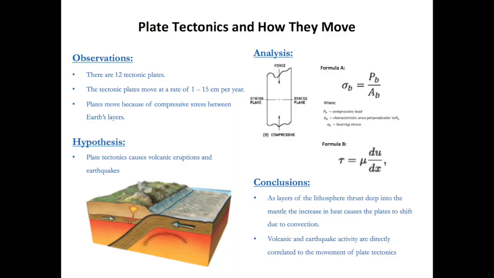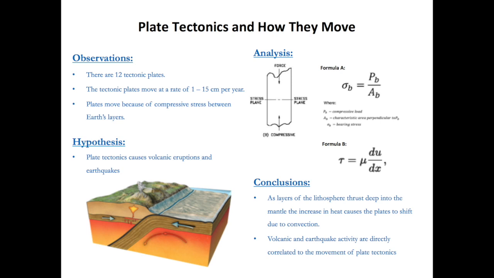We'll be talking about the movement of plate tectonics. Our observations are: 1. There are 12 tectonic plates and most volcanoes occur on the edge of these plates. An example is the Ring of Fire in the basin of the Pacific Ocean. Second observation is the tectonic plates move at a small rate of 1 to 15 centimeters per year, which has been going on for millions of years.